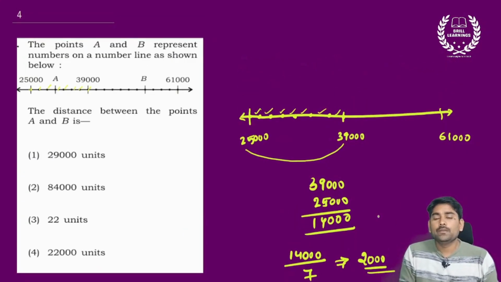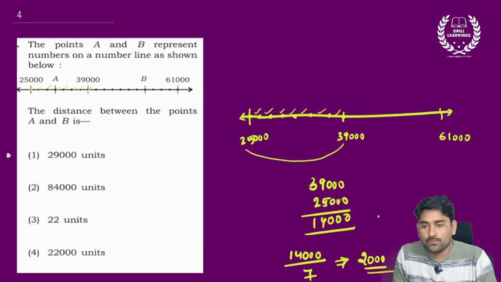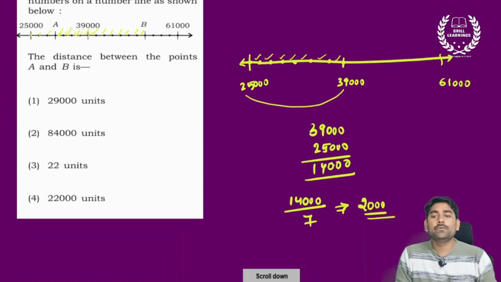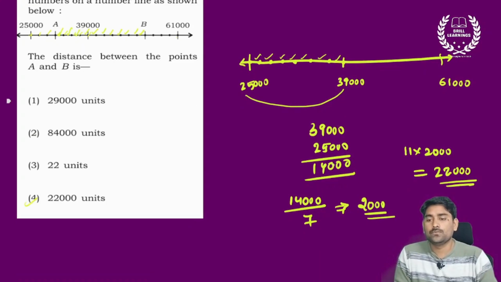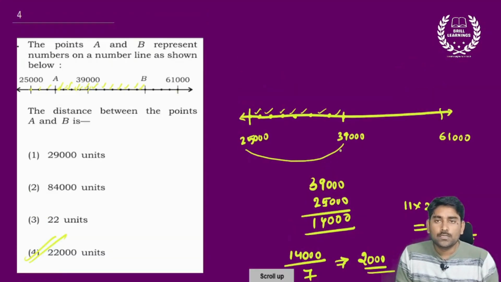Now simply find the gaps between A and B on the number line itself. First A, here 1 gap, 2, 3, 4, 5, 6, 7, 8, 9, 10, 11. So totally we have 11 gaps here. That means 11 into 2000, we will get 22,000 units. So last one is our answer. Let's move on to the next question.